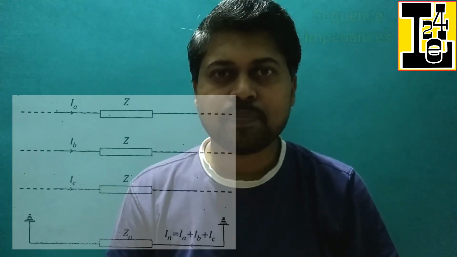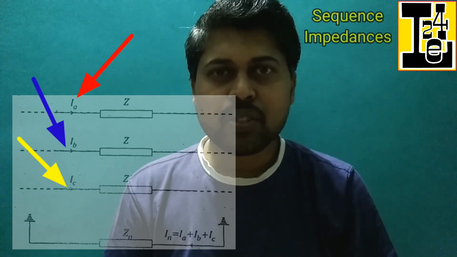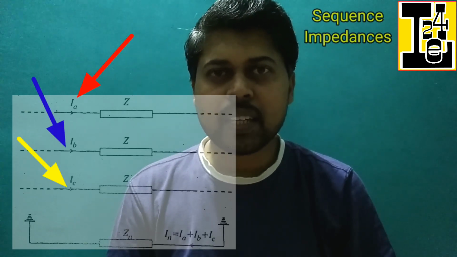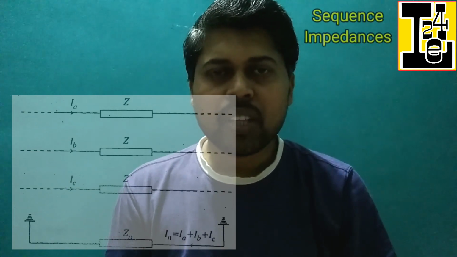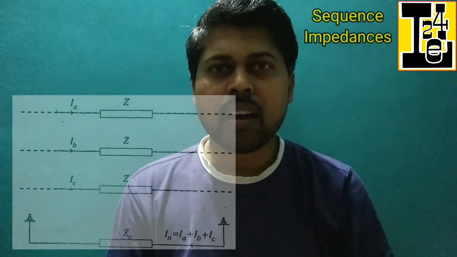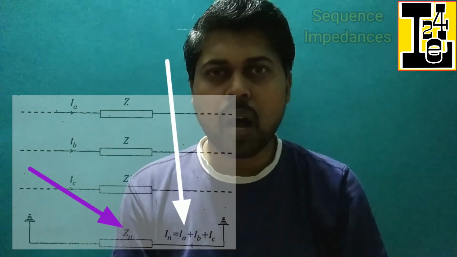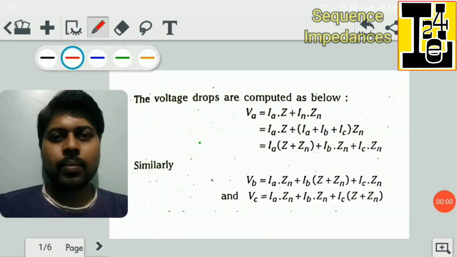The sequence impedances are required for the component modeling and analysis. Let us find the sequence impedances of a symmetrical circuit. Consider a three-phase symmetrical circuit. Let IA, IB, IC be the line currents in each line. These currents return via the neutral or ground impedance Zn.